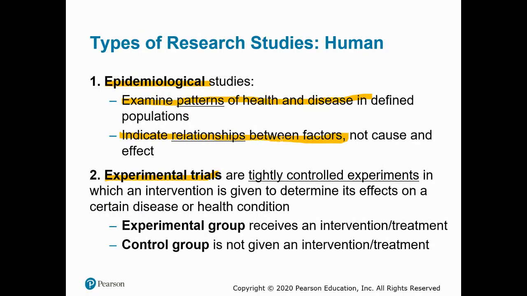Oftentimes epidemiological studies are also used as a starting place. Not only, but a lot of times they might be used as a starting place to observe these patterns and these relationships. And then we might design an experimental trial to further understand a specific relationship. An experimental trial, as that word might imply, is a tightly controlled experiment in which an intervention is given to determine its effects either on a certain disease or a health condition. And it is specifically the experimental trial that's going to have the control group and controlling for the different variables.